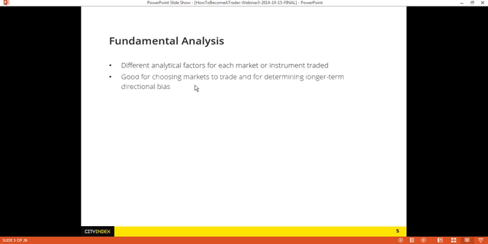Fundamental analysis is good for choosing markets to trade. So if I see something fundamentally going on, some strong fundamental force, that's going to be a good deciding factor on what I'm going to be trading. Fundamental analysis is also good for determining longer-term directional bias.